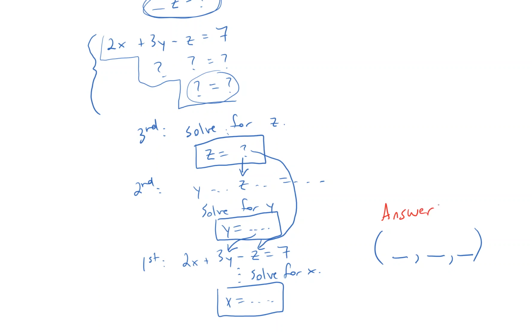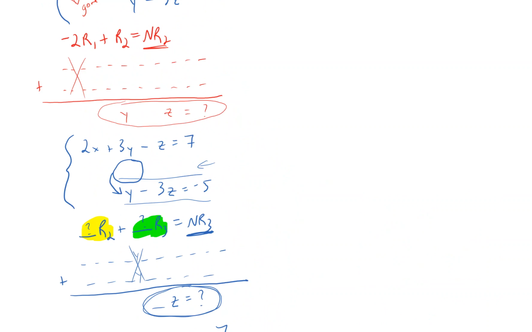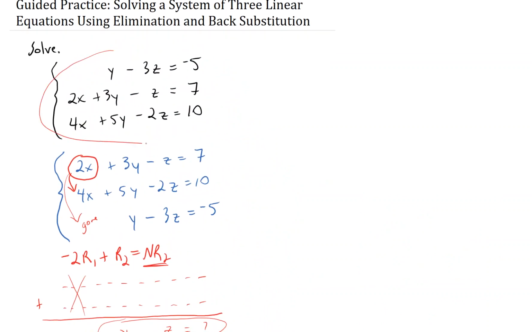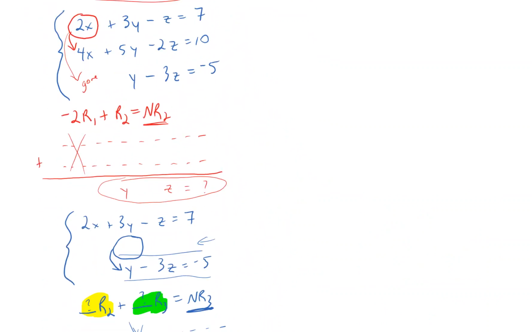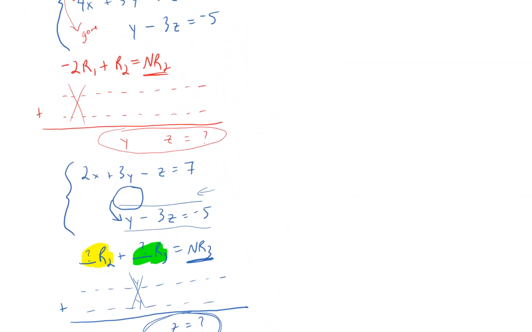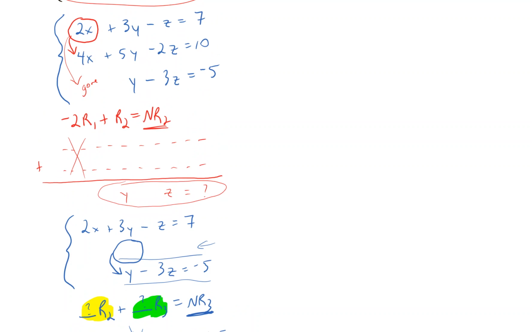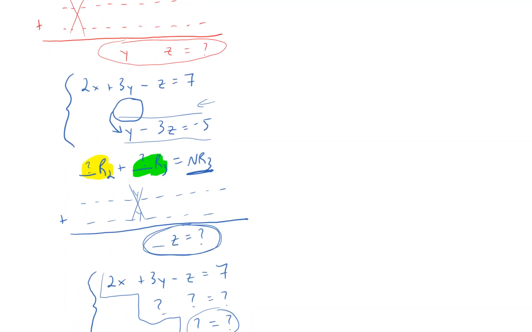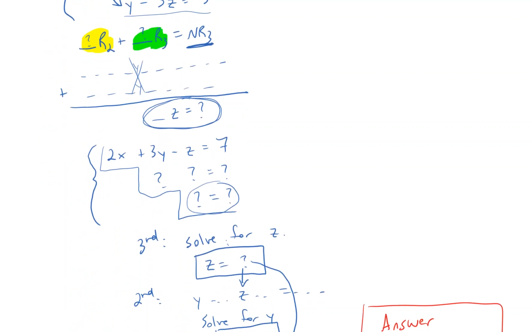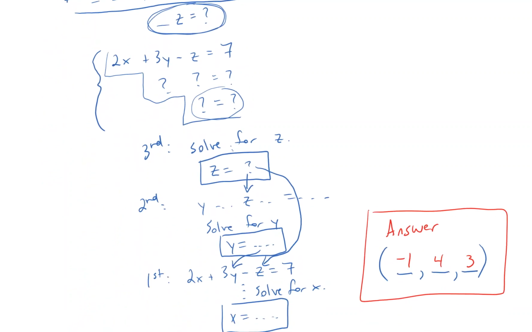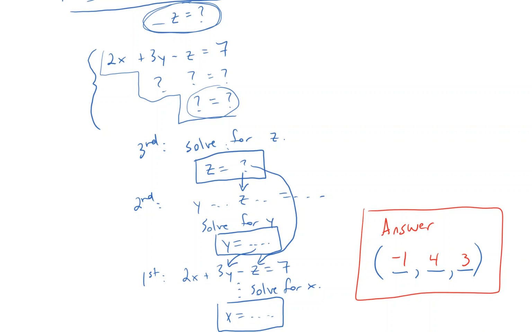So the correct answer is the ordered triple, (-1, 4, 3). That ordered triple makes all three of the original equations true. Now if you didn't get that, if you were very organized and showed all your row operations, you should be able to backtrack and see if you missed a negative, if you multiplied wrong, if you added something wrong, and see if you can find any errors that you can correct to come up with this correct answer, (-1, 4, 3).